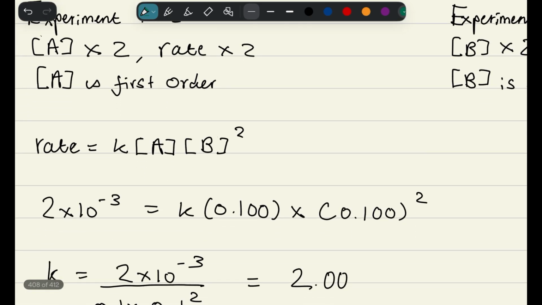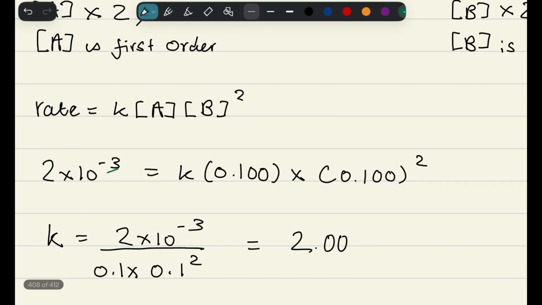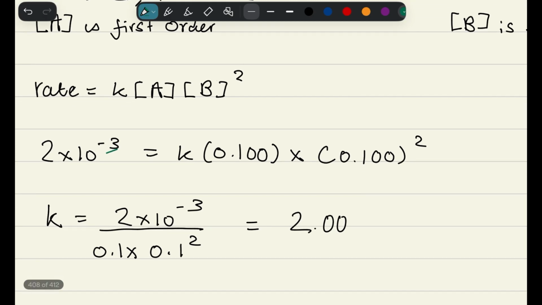So again, be careful about standard form because that catches people out. But you can just sub in the values. If you rearrange this for k, if you've done maths, that should be a bit more simple for you. But you'll see that it's going to be 2 times 10 to the minus 3 divided by the 0.1 times the 0.1 squared. And that's going to give you a value of 2. Okay, so we're happy to say that k is 2.